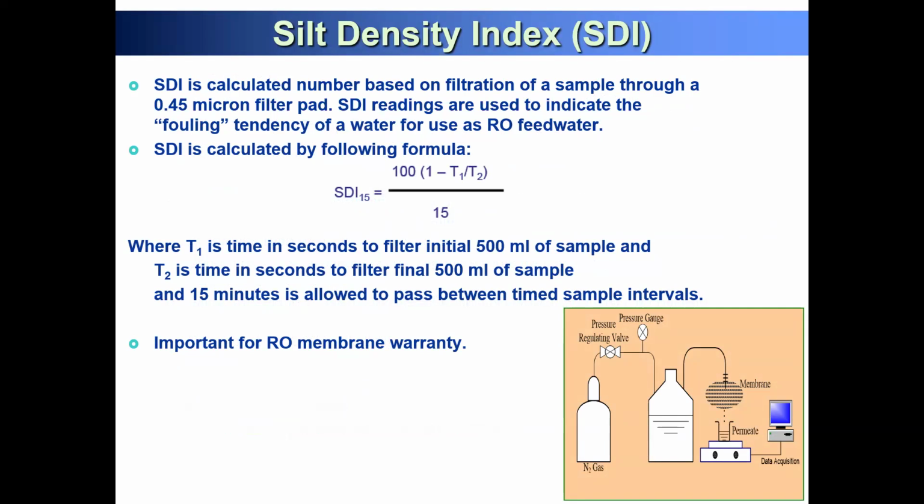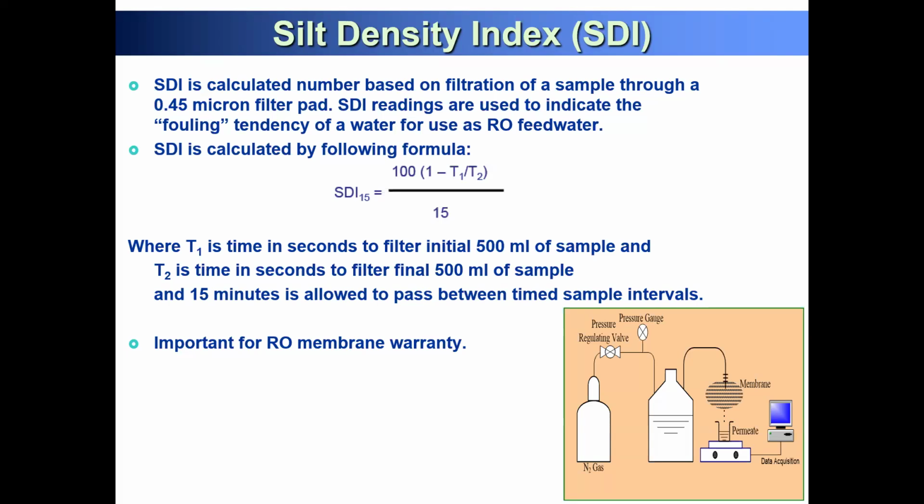Silt density index. The SDI is a calculated number based on filtration of a sample through a 0.45 micrometer filter pad. The SDI readings are used to indicate the fouling tendency of water for use as RO feed water, which means SDI represents the fouling potential. So if you have a very high SDI, you cannot utilize it as feed water for reverse osmosis.